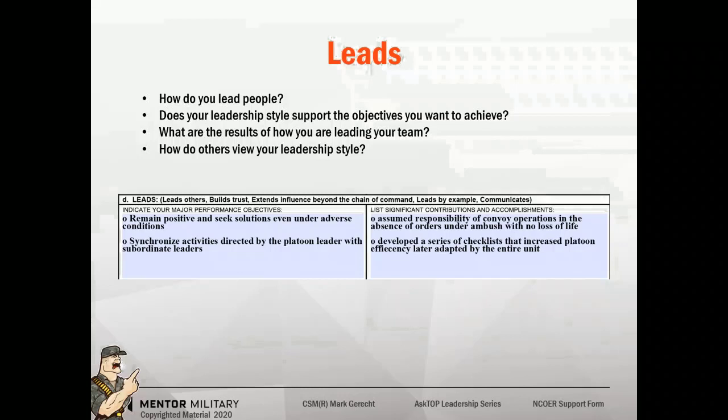So what was our achievement? Assumed responsibility of convoy operations in the absence of orders under ambush with no loss of life. Developed a series of checklists that increased platoon efficiency, later adopted by the entire unit.